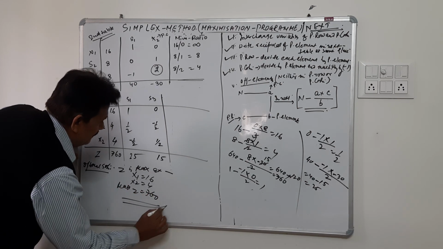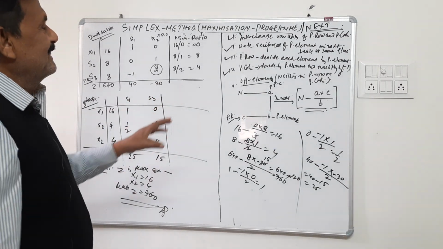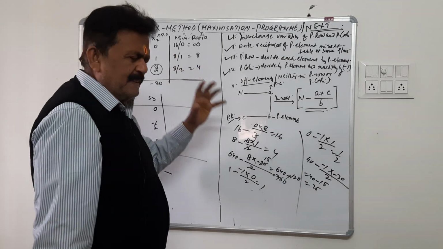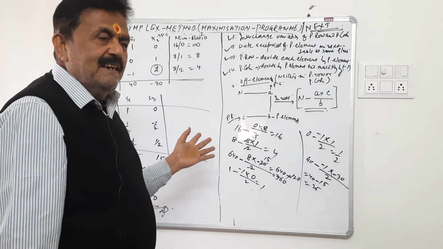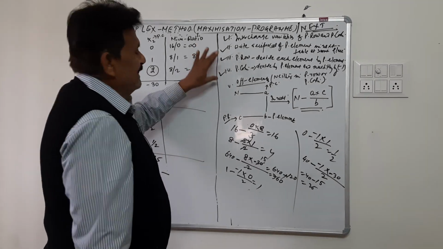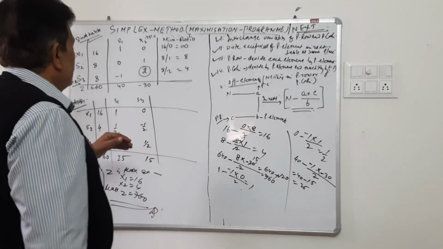This is what we found by the graphical technique, and this is the simplex technique. Once again, I would like to tell you that for making the first table I have given 7-8 guidelines, and in addition to that, you have to keep these 5 guidelines in memory. With the help of these guidelines you will be able to solve.